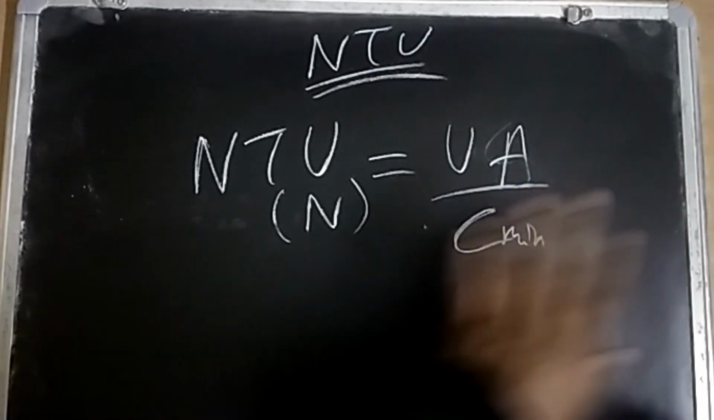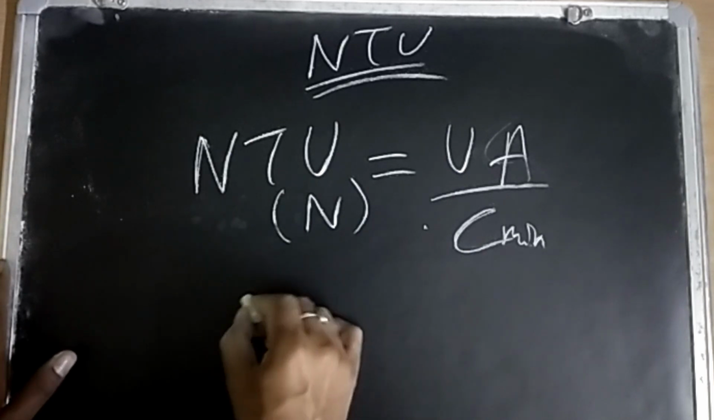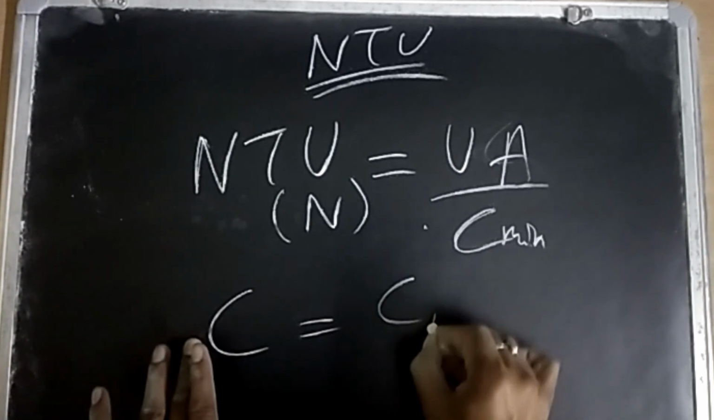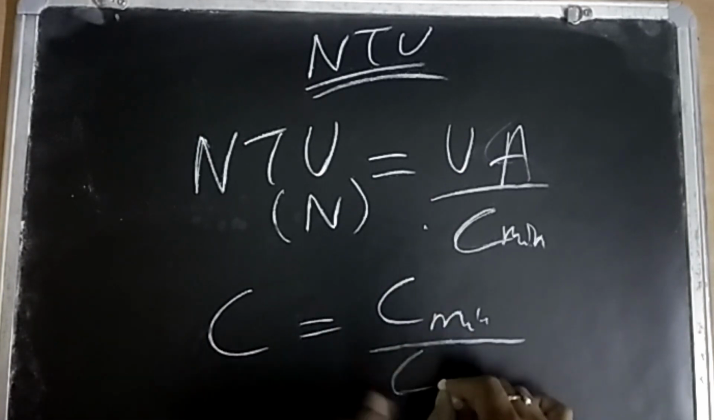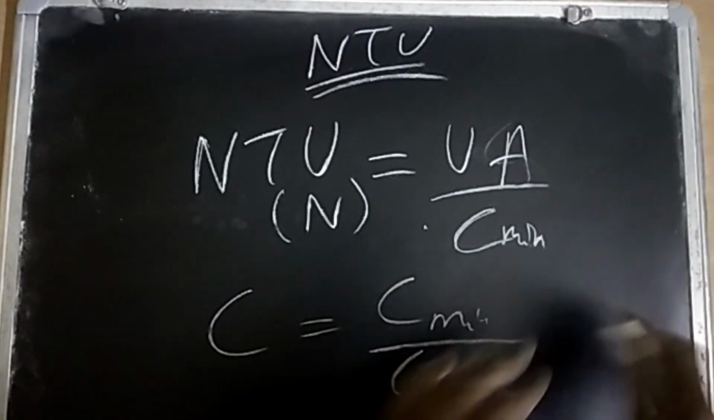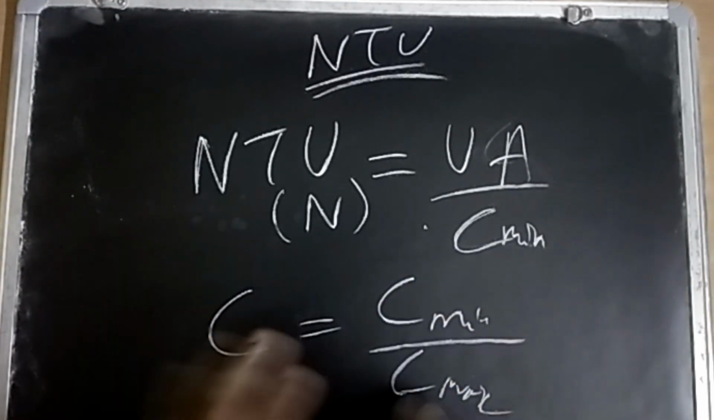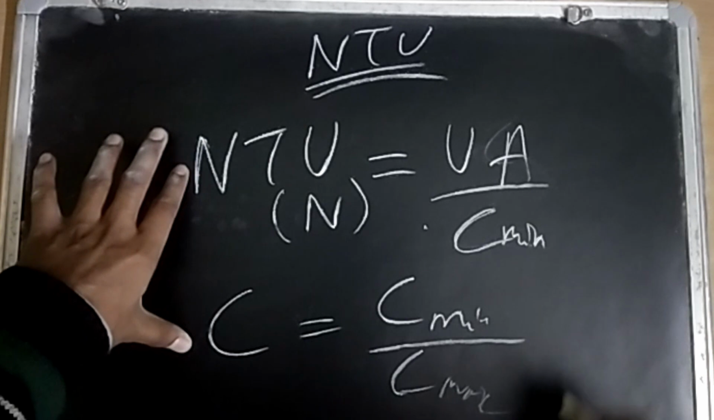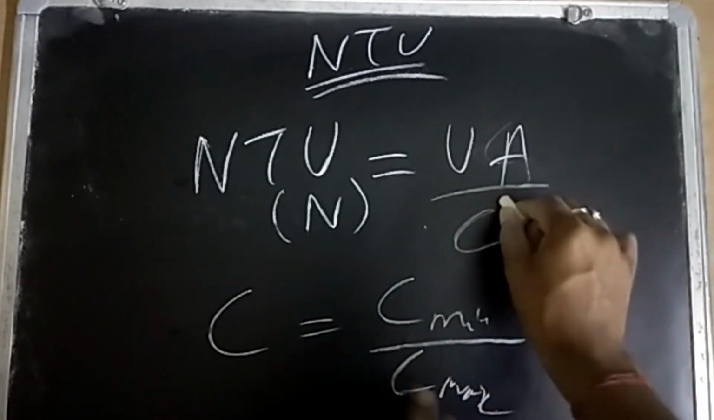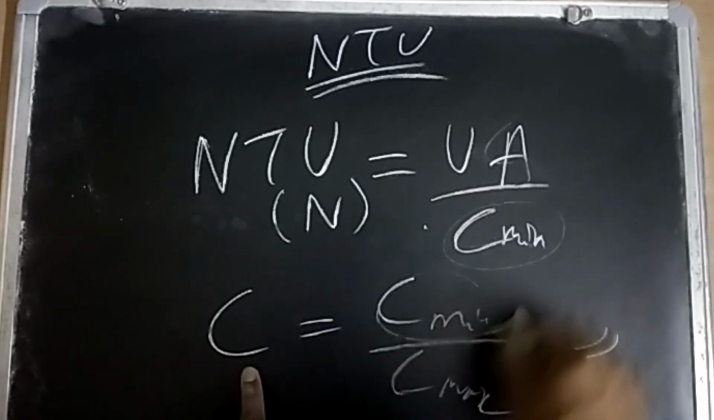Okay, and for this we have another thing, that is C. C is C min by C max. Okay, max is the other fluid, min is that fluid, that is the minimum. So if you see, if we multiply this, C min will cancel out. So that way you remember it's in the denominator of N and it's the numerator of C. So these are N and C.